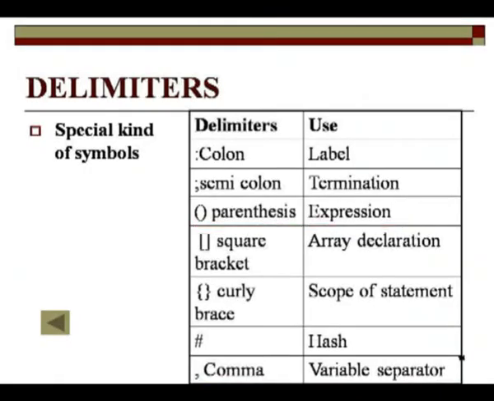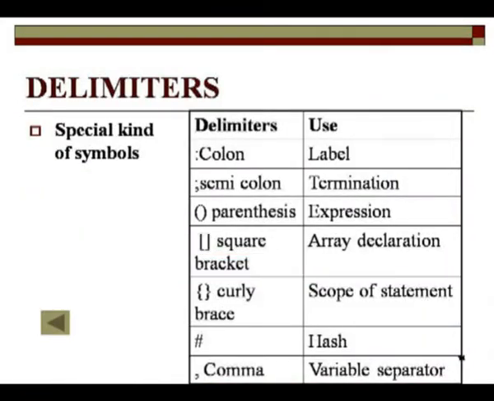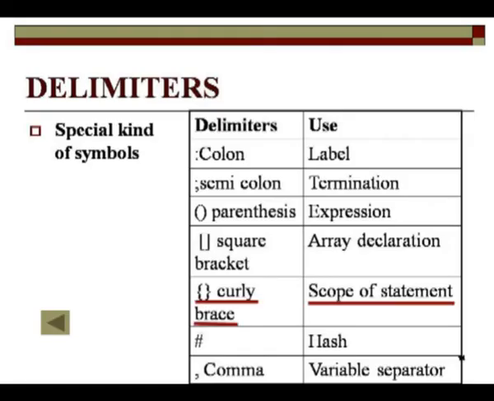Parentheses are used in expressions, that is to indicate certain symbols, certain letters in the program which have a specific meaning. Arrays are a group of variables that are stored continuously in memory. So all this we will be seeing in detail in the later sessions. Scope of statement, curly brace, this is again the most important delimiter in C, because without these braces there is no program in C. A C program begins with a brace and it ends with a brace. So it indicates the scope of the program, that is where it starts and where it ends.